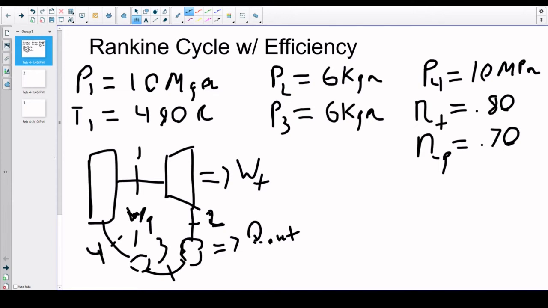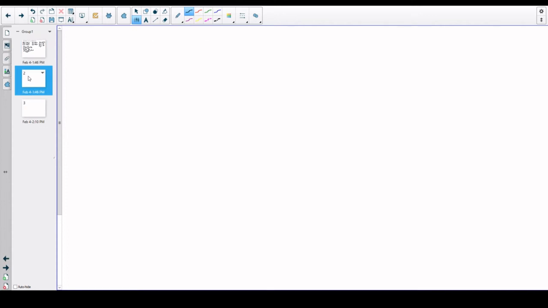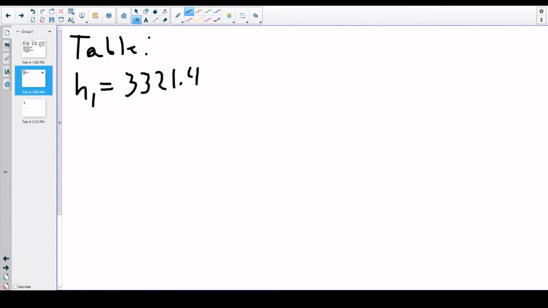Now we get to move on to the next part, which is actually solving the question. So the first part is to use your tables to find values for state 1. State 1, you are given a pressure and a temperature, which means you have enough to find the values at state 1. The first value is an enthalpy of 3321.4 and an entropy of 6.5284.